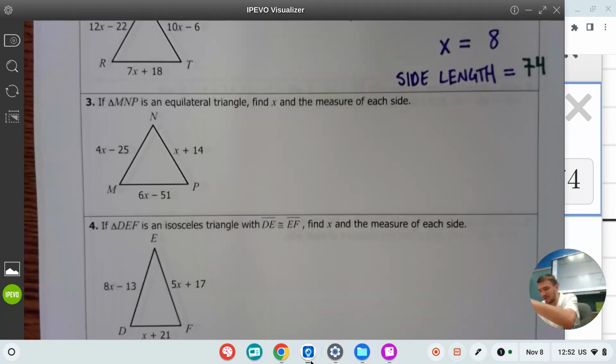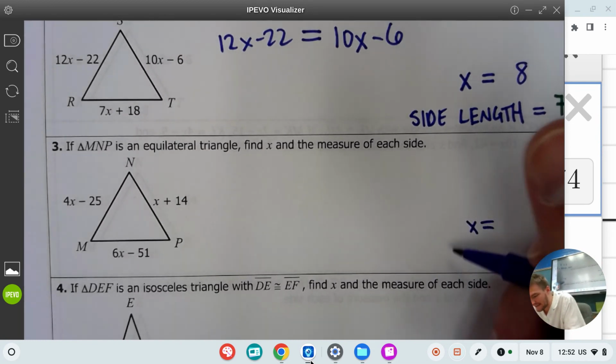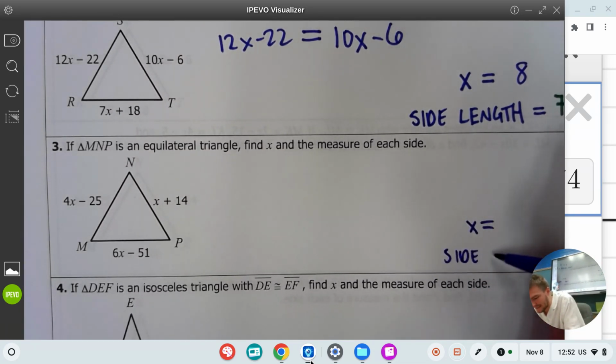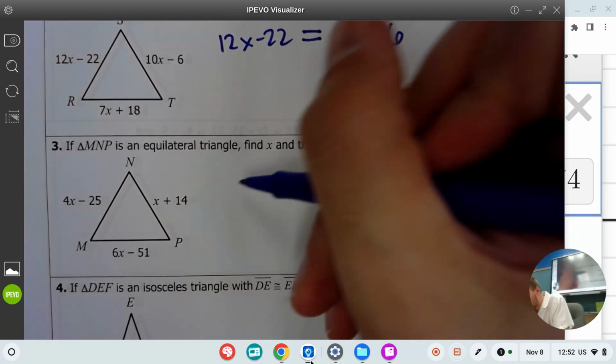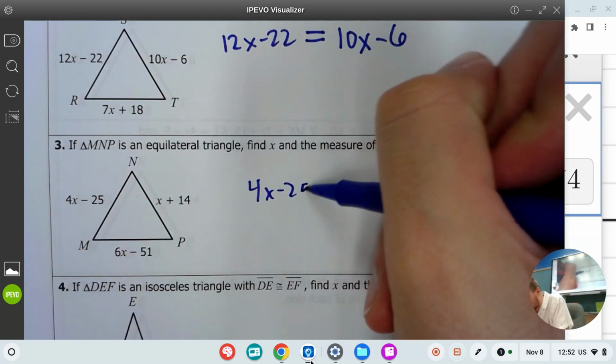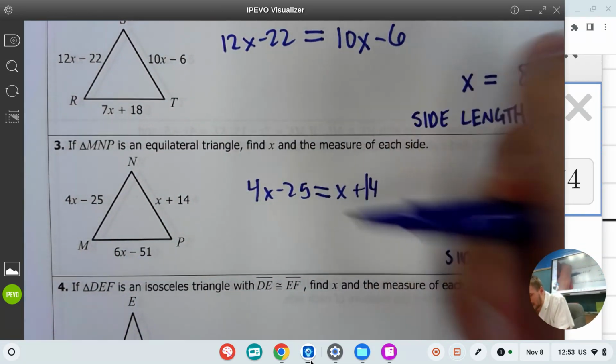All right, let's speed it up a little bit. If NMP is an equilateral triangle, find x and the measure of each side. This is the same exact thing, right? Find the x, find the side length, and it's equilateral. Everything is the same. Let's go fast. Give me two sides. 4x minus 25, x plus 14. Slap an equal sign in the middle.